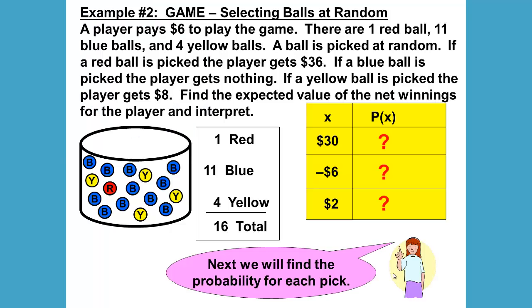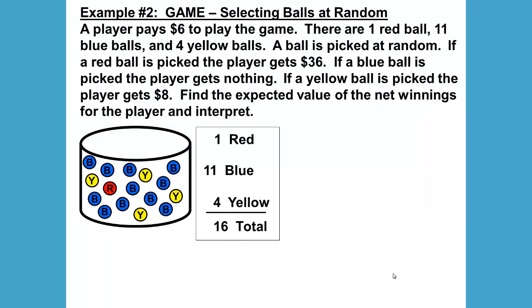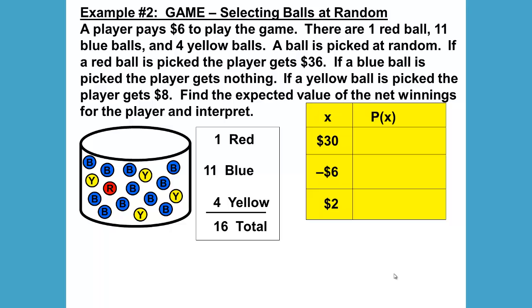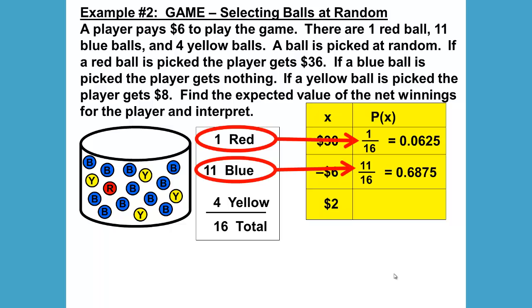Next, we need to find the probability for each pick. What is the probability of being red? We have one red ball out of the 16, or 0.0625. The probability of being blue is 11 out of 16, or 0.6875. The probability of being yellow is 4 out of 16, or 0.25. And again, we can add those numbers to our probability column in our table.